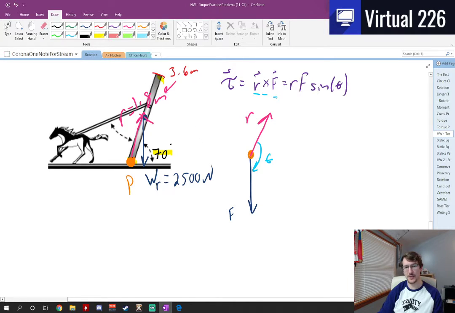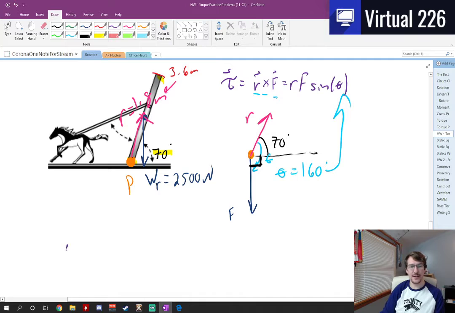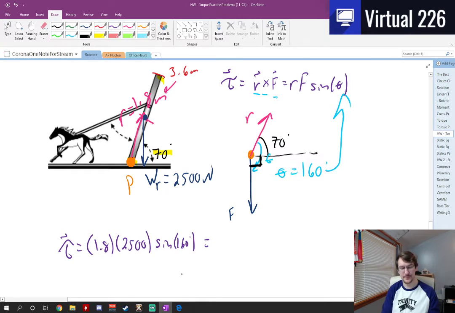The only thing we have in this problem is from the horizontal, this angle here is 70 degrees, and just with a little bit of geometry, we can note that this is 90 right there, which makes the entire thing 90 plus 70, or that the angle we're looking for is 160 degrees. We can just shove that back up there. This allows us to quickly solve for the torque. Our R is 1.8, the force is 2,500 newtons, and then we have the sine of 160 degrees. Quick little calculator, 1.8 times 2,500 times the sine of 160 gives us 1,539.